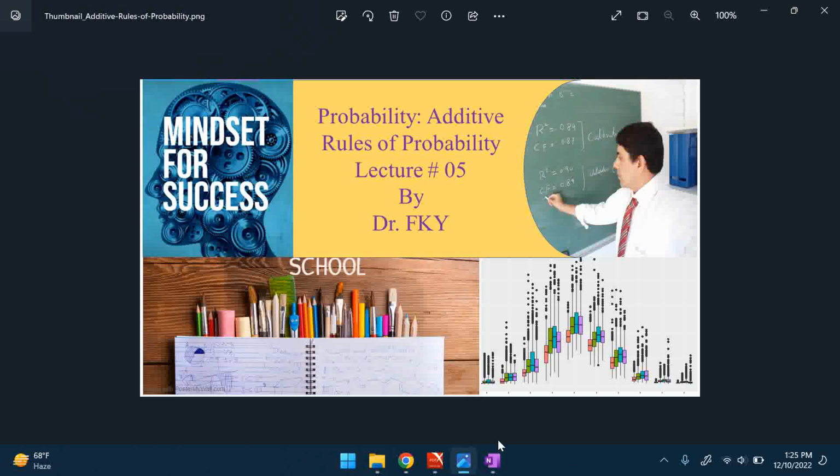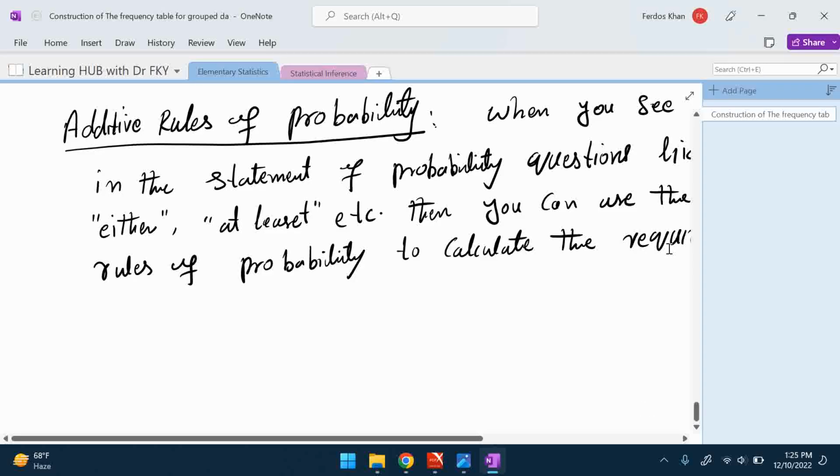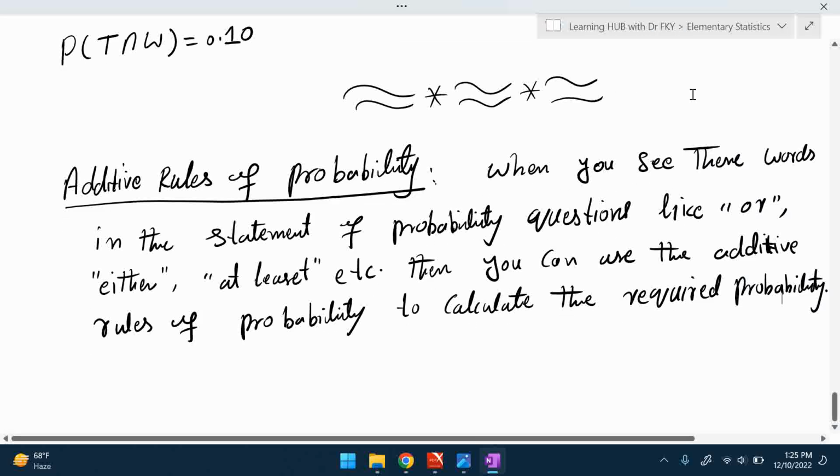So let's move to the formal lecture, and I will explain which words you can see, then you can use the additive rules of probability. When you see these words in the statement of the probability question, like or, either, at least, etc., then you can use the additive rules of probability to calculate the required probability. This means that when they are asking in the problem to calculate the probability of event A or B, in that case you can use additive rules of probability.